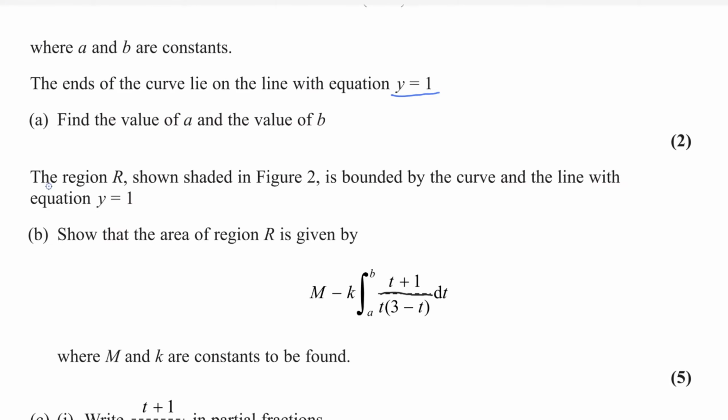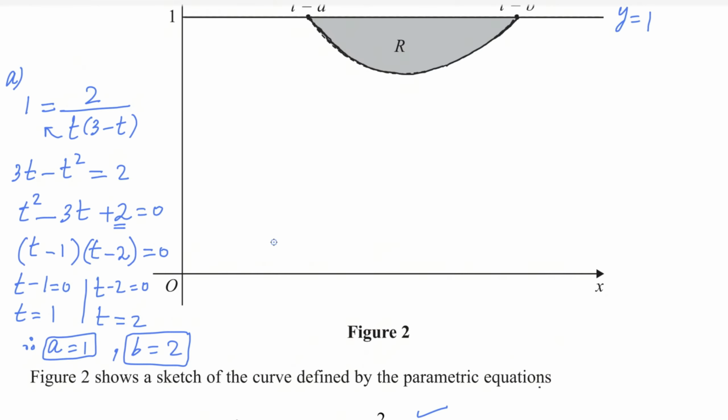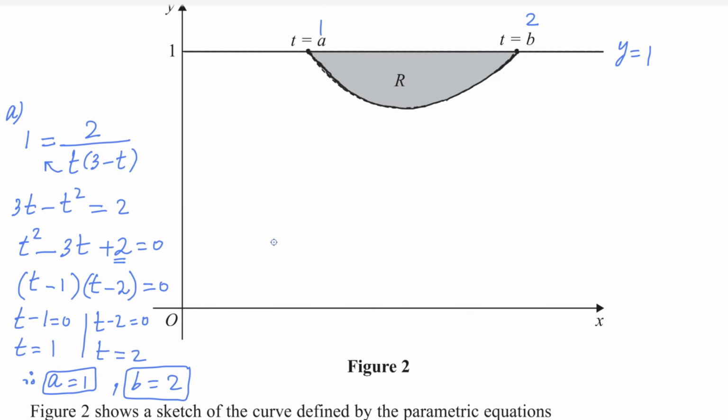The next part: the region R shown shaded in figure 2 is bounded by the curve and the line with equation y equals 1. Show that the area of region R is given by m minus k integral from a to b of (t plus 1) over t(3 minus t) dt, where m and k are constants to be found. Area of region R, you need to find that area. Look at the figure. We need to find this shaded region.